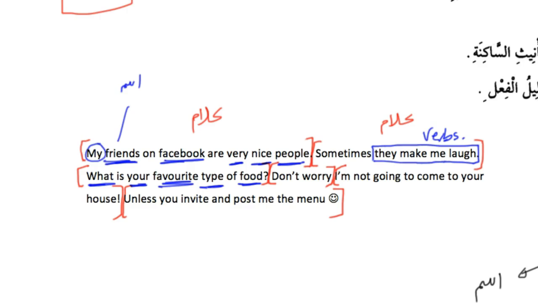So make sure it's green. Okay, don't worry. Make me laugh, those are verbs there. In the future, I tell you, don't worry. I'm going to. So going has the meaning of a verb, an action. To come is a verb. You invite is a verb. Post is a verb. So these are all verbs, these are all what we call fi'ls. So the blue ones are the isms. The green ones are the fi'ls.